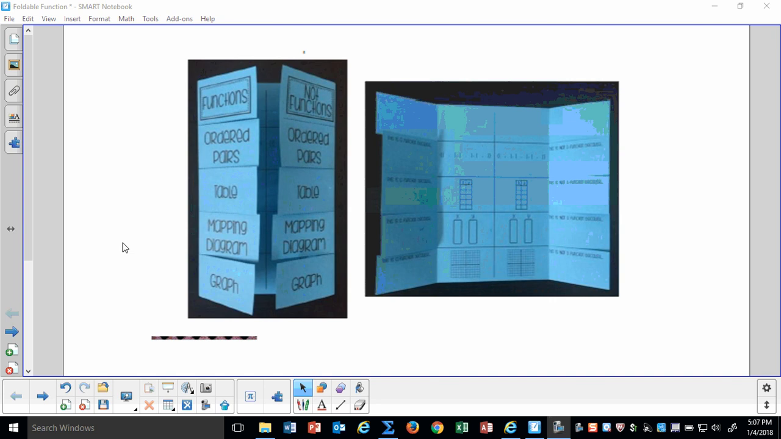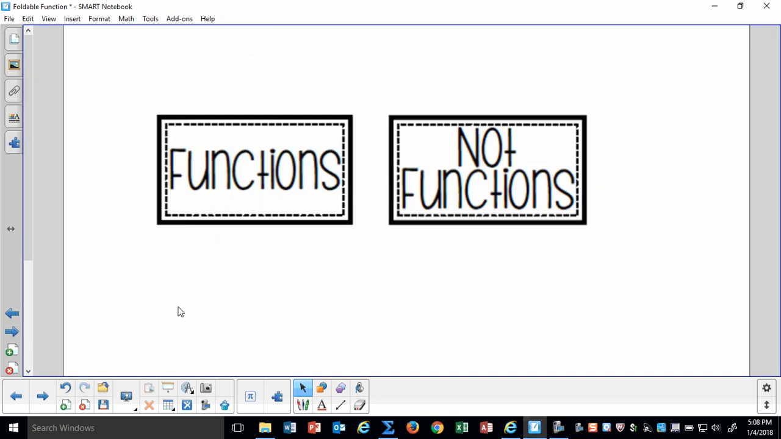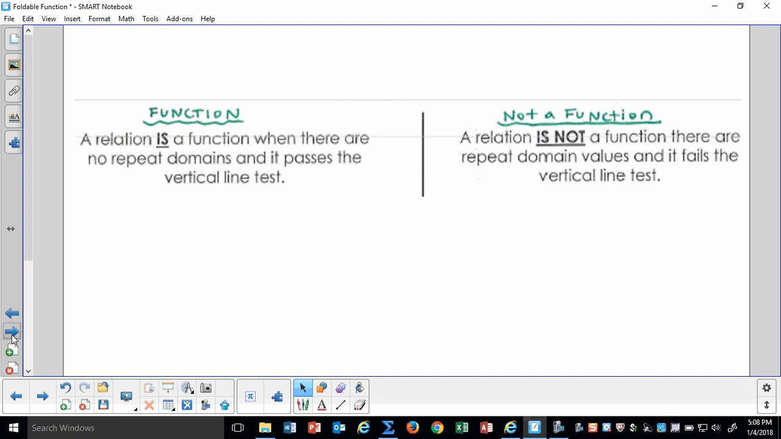Today we'll be looking at sets of relations and determining whether the set of relations is a function or not a function. We'll look at relations that are displayed as an ordered pair, displayed as a table, displayed as a mapping diagram, and displayed as a graph. So let's first define what makes a function and not a function.